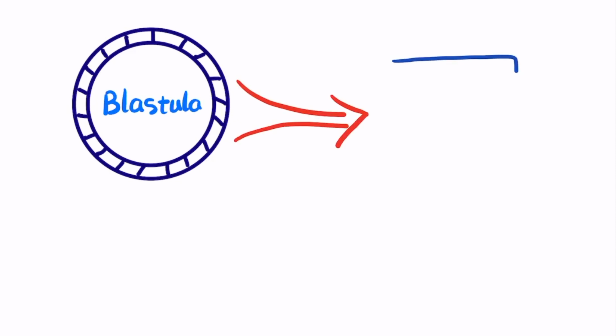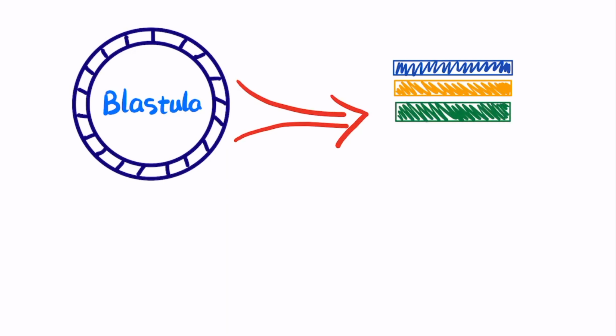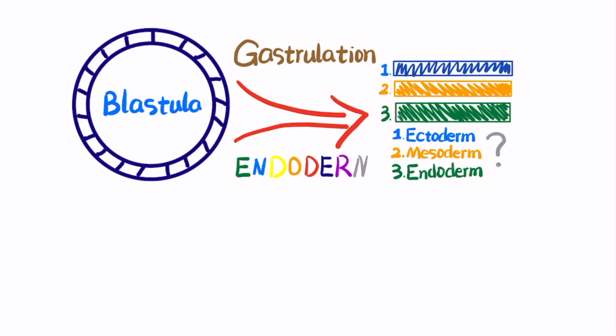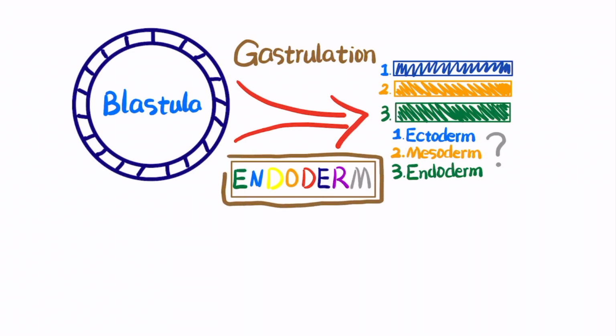After a process called gastrulation, a soccer ball-shaped cell will be formed. And this process will form into three distinctive layers, which are ectoderm, mesoderm, and endoderm. Which one do you think the pancreas is from? And you are correct. The pancreas is derived from the endoderm.